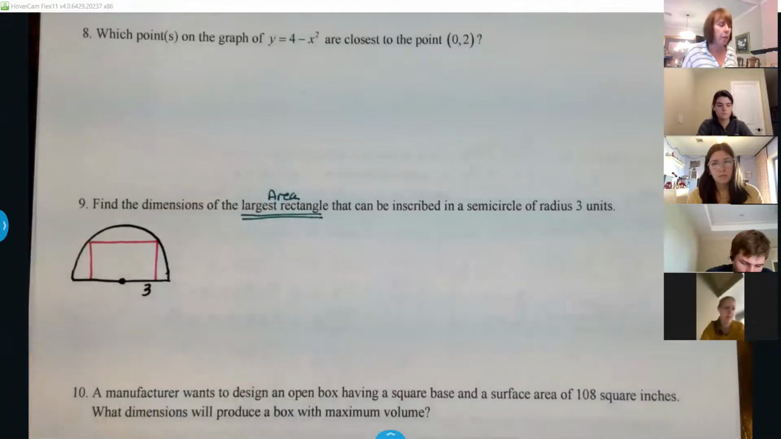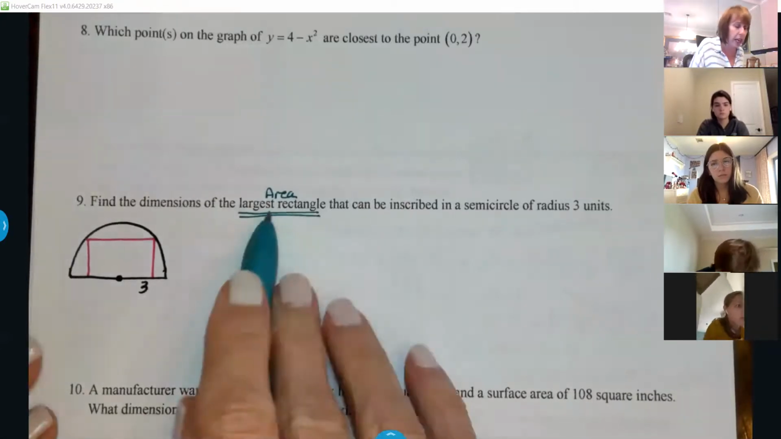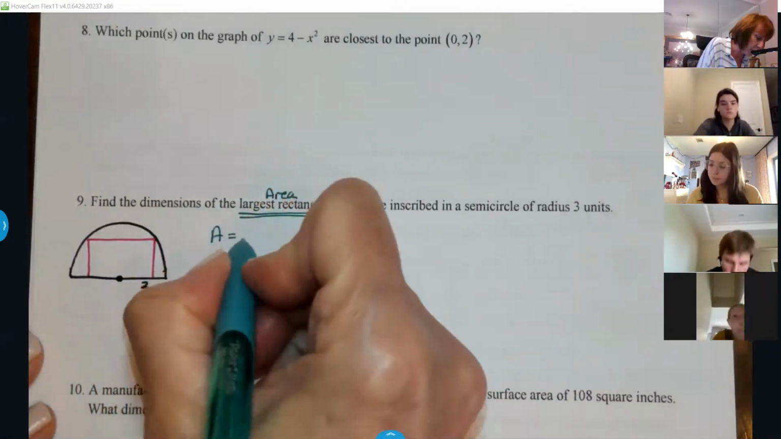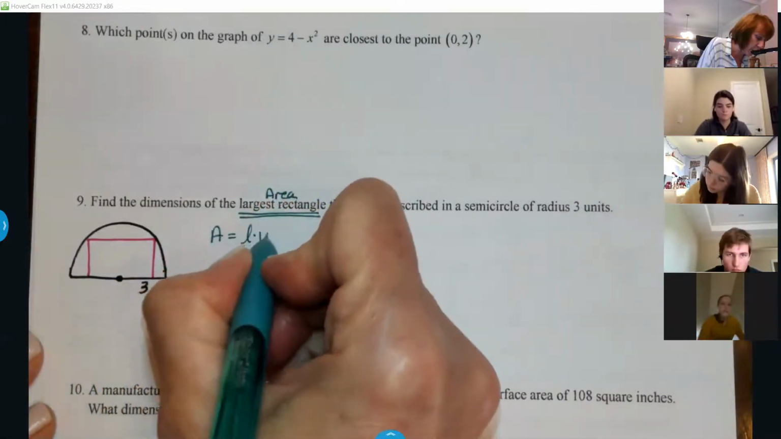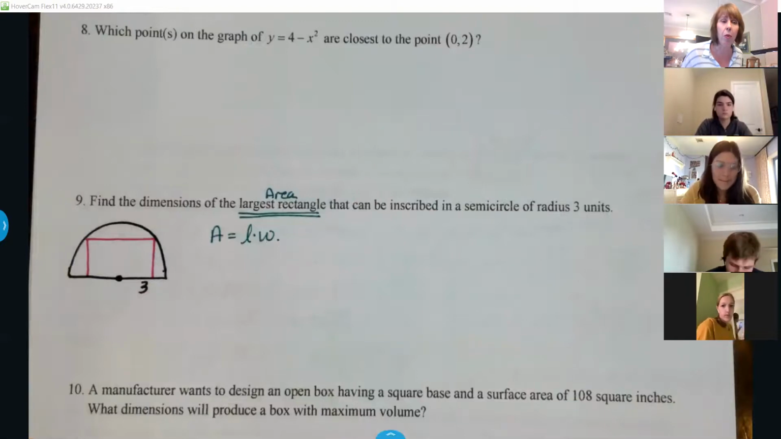So remember I said, always start with an equation for what you want to maximize or minimize. So we want to maximize the area of a rectangle. Well, I know the area of a rectangle. That's just length times width. So I need to know what the length is and what the width is.